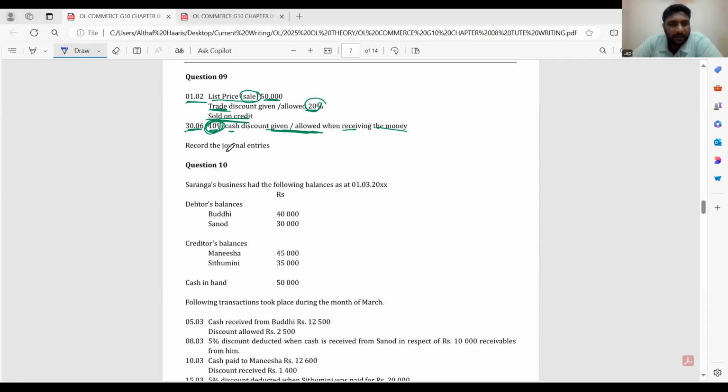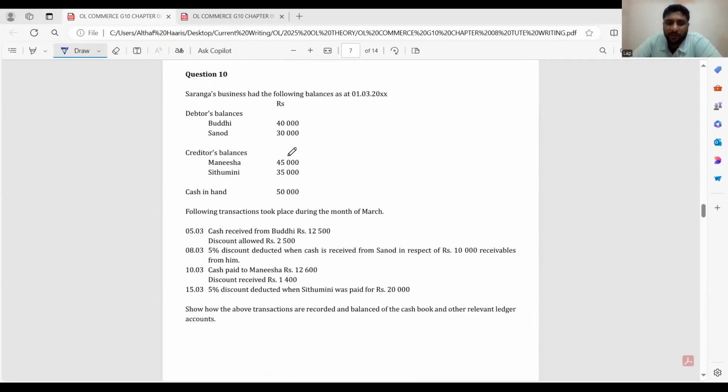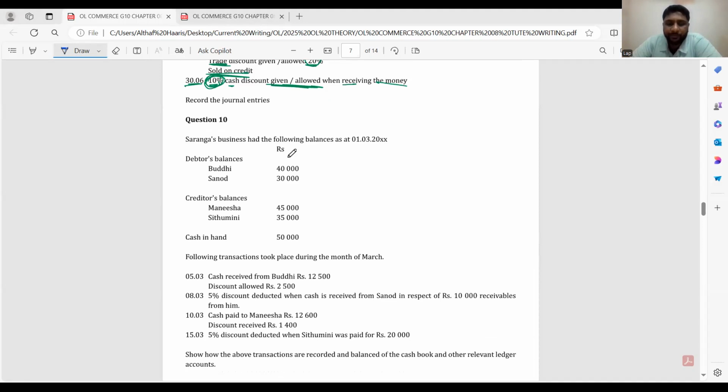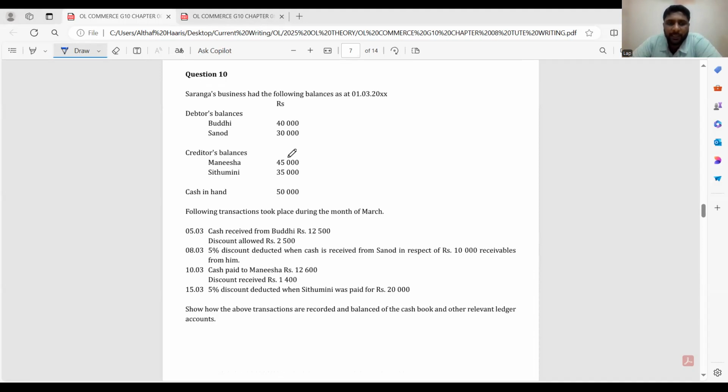So let's get into today's part. Last week we completed up to question number 9. Today we have to do question number 10. So in question number 10, what are they asking? Show the above transactions recorded and balanced in the cash book and other relevant ledger accounts.